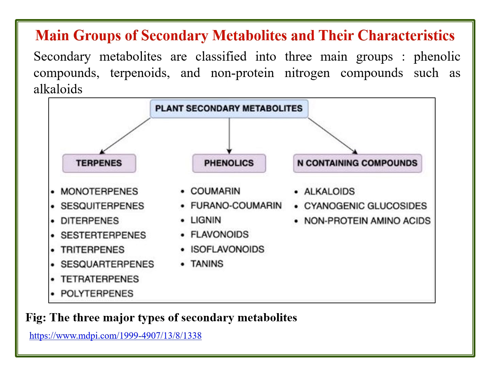These are the main groups of secondary metabolites: terpenes, phenolics, and nitrogen containing compounds. Monoterpenes, sesquiterpenes, diterpenes, sesterterpenes, triterpenes, sesquaterpenes, tetraterpenes and polyterpenes come under the terpenes. Coumarin, furanocoumarin, lignin, flavonoids, isoflavonoids and tannins come under phenolics, which comprise structures containing more than two phenolic rings. That gives a more hydrophobic environment and a long lasting effect. Alkaloids, cyanogenic glucosides and non-protein amino acids come under nitrogen containing compounds. Of course, an imidazole or furanose ring is also contained in the structure of the alkaloids.